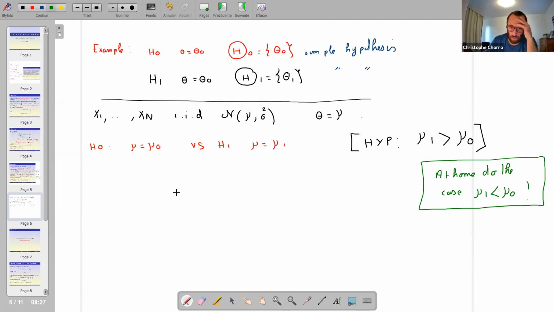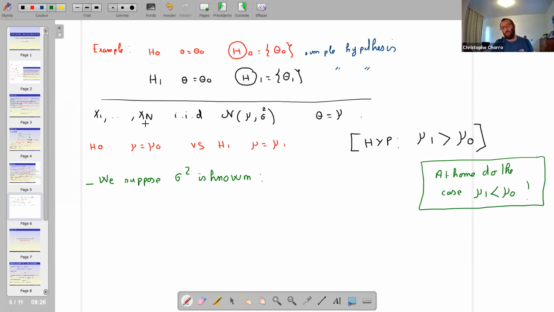So what do I do? For the moment, I don't have a general process in order to build a test. I will show you this in a few minutes, okay? But here, I will try to give you the intuition of what I can do. So my first situation here is that we suppose that sigma square is known. Why not? And you are interested in the mean of a Gaussian distribution.